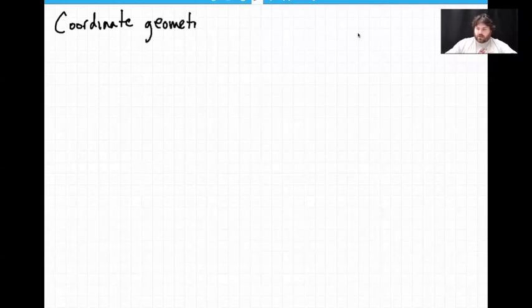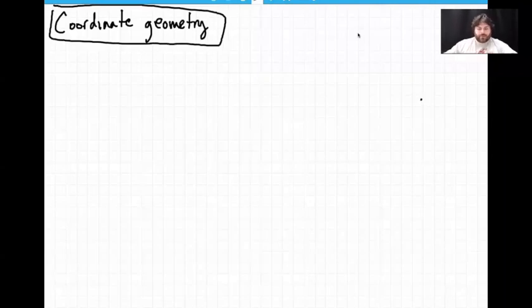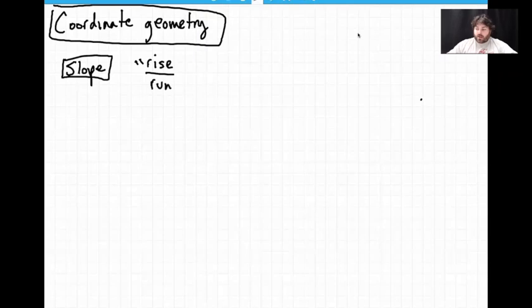All right, coordinate geometry, right? We're talking about the X and Y plane. Coordinates, right? So the first thing we want to talk about is the slope of a line. A lot of the times we talk about slope as rise over run, the rise of a line over the run of a line.